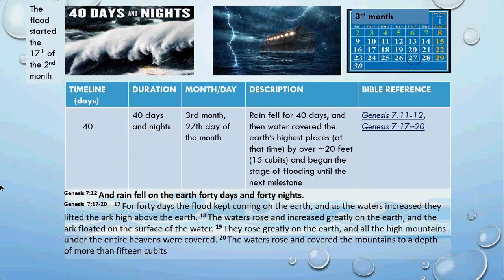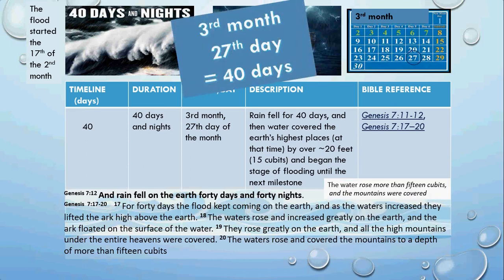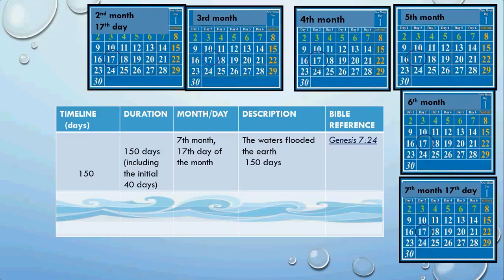Genesis 7:17 through 20. For 40 days the flood kept coming on the earth, and as the waters increased, they lifted the ark high above the earth. The waters rose and increased greatly on the earth, and the ark floated on the surface of the water. They rose greatly on the earth, all the mountains under the entire heavens were covered. The waters rose and covered the mountains to a depth of more than 15 cubits. So there's our time stamp, the third month, the 27th day, and that equals 40 days right there.